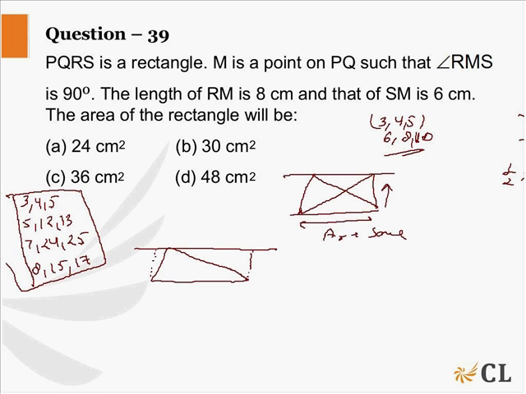In any angle between same height and same base, by this property, the area of triangle SMR has to be half of the rectangle. And the area of triangle SMR can be calculated using this formula. So half 6 into 8 is 24. So you can just double it. So that is 48, the answer. This is the best approach. Any doubt on this? Anyone?